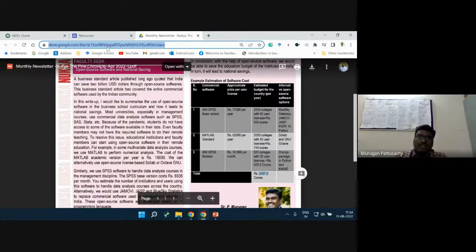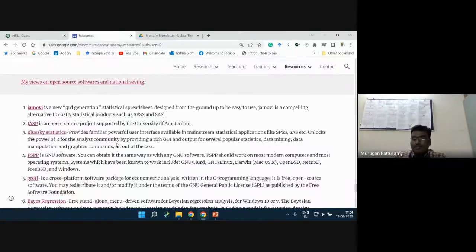So for more details, you just go through this small write-up. The reason why I'm showing this here is that by using open source softwares, you can bring down the budget for your institute. In turn, you can bring down the budget for your entire nation. In turn, you can do some national saving.